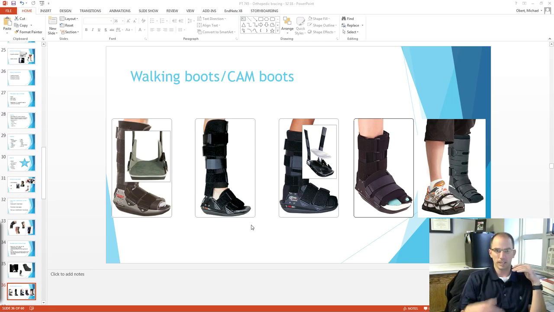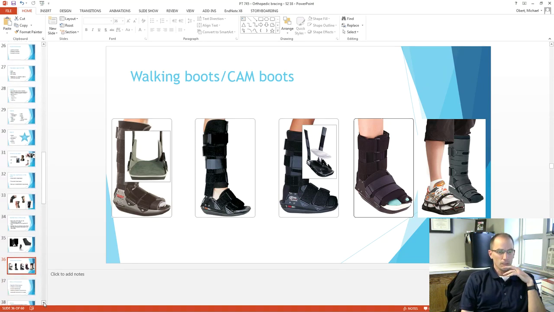So that helps normalize the gait a little bit. It's still not perfect. You're still going to see some alterations in their gait pattern. But again, these are just really nice braces to help provide some stability. I think that's all on that.